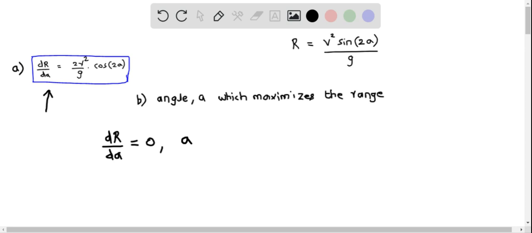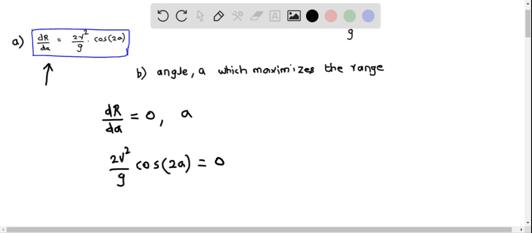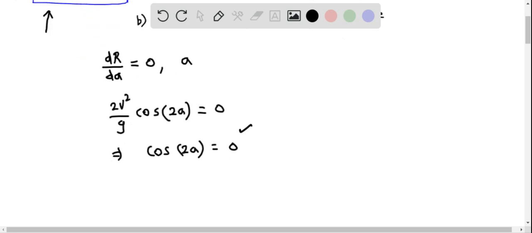So let's find the critical point by setting up this equation. That is 2v squared by g, and then cosine of 2a, and this equals 0. Now let's multiply both sides by g and divide by 2v squared. So therefore, when we do that, we get cosine of 2a equals 0. I'm going to write this 0 as cosine of pi by 2, because cosine of pi by 2 is 0. And also this pi by 2 lies in the given interval.